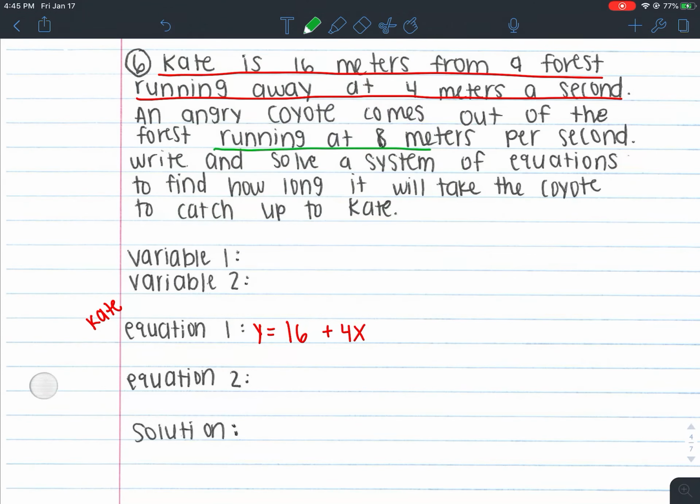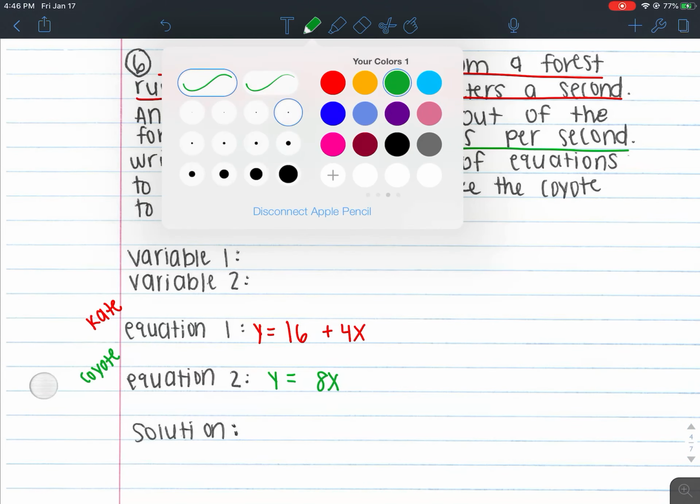The angry coyote is running 8 meters a second. Okay, well, it looks like our second thing is the coyote. So it's going to be y equals, well, it's running 8 meters per second, so 8x. How come there's no number being added or subtracted here? Because a coyote doesn't have a head start. Kate had a head start of 16 meters, so we have 16. But because the coyote starts in the forest, it's just plus 0. If you want to, you can put plus 0, but we don't have to.